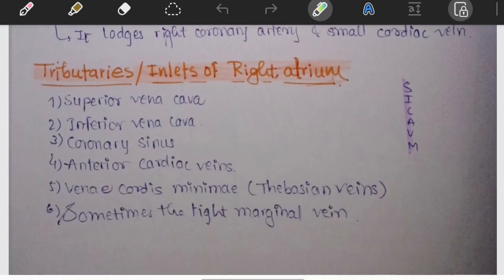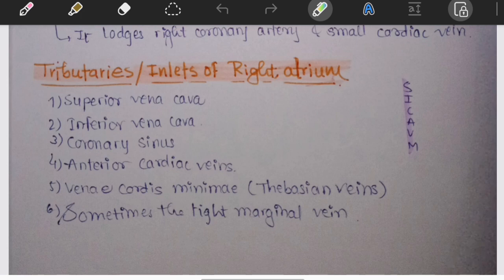So now the question is, which vessels bring blood into the right atrium? There are six important inlets: superior vena cava, inferior vena cava, coronary sinus, anterior cardiac veins, venae cordis minimae, that is the Thebesian veins, and sometimes the right marginal vein. Instead of memorizing them randomly, think of it like this: the body sends blood through the SVC and IVC. Heart muscle drains through the coronary sinus, anterior cardiac veins, and Thebesian veins. That makes the list much easier to remember.